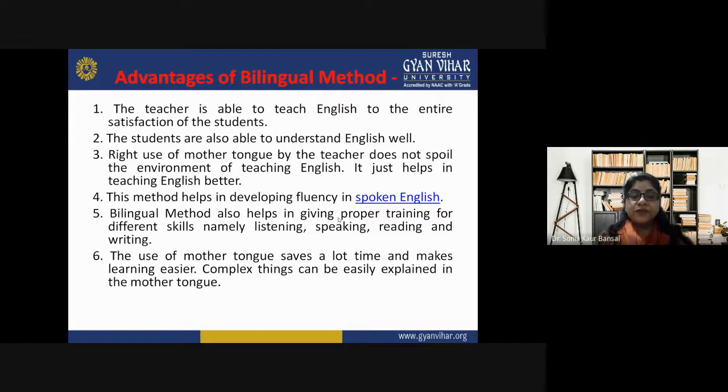Then fifth is that the bilingual method also helps in giving proper training for different skills, namely listening, speaking, reading, and writing. This is about giving proper training to the students. How is it giving proper training? Let me make it very clear: when the students are listening, suppose you are telling them a story and you are just narrating the story in a very good way. You are using actions. Once upon a time, there was a king. You are using everything in a very nice pitch.